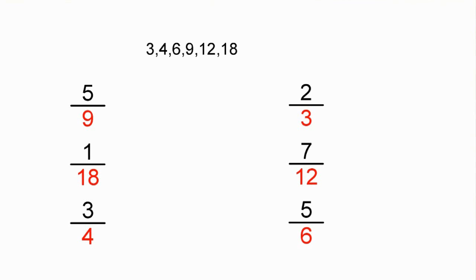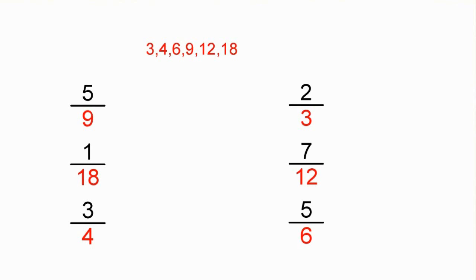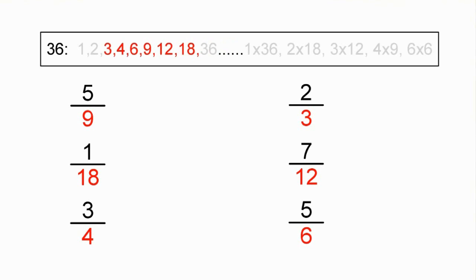The denominators from smallest to largest are 3, 4, 6, 9, 12, and 18. I showed all the multiples and divisors for the numbers 1 through 30. The number with the divisors 3, 4, 6, 9, 12, and 18 in it happens to be in the next set of numbers, 31 to 40. All of these numbers divide evenly into 36. That means that I have to raise all these fractions up to 36. Now let's finish the problem.